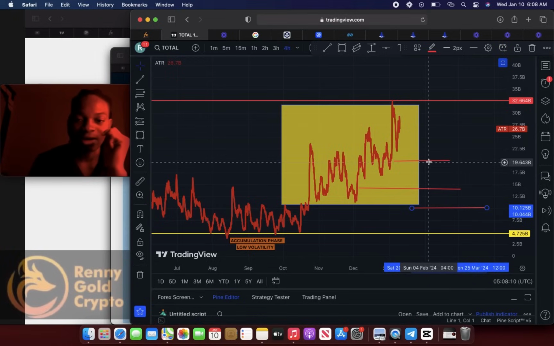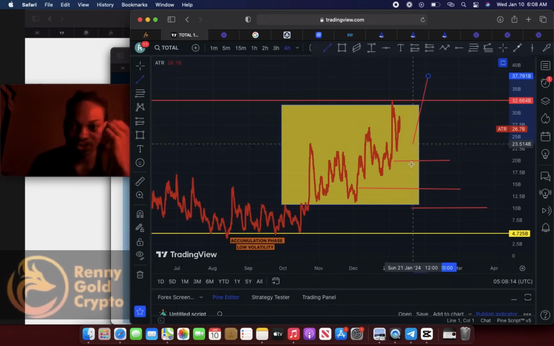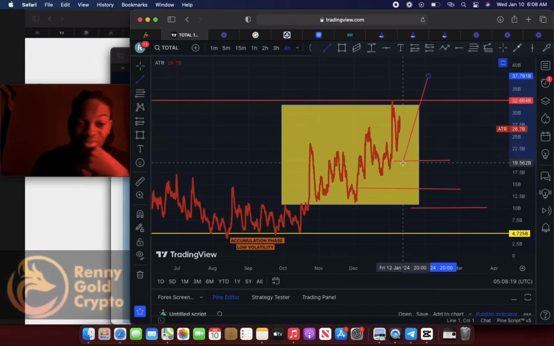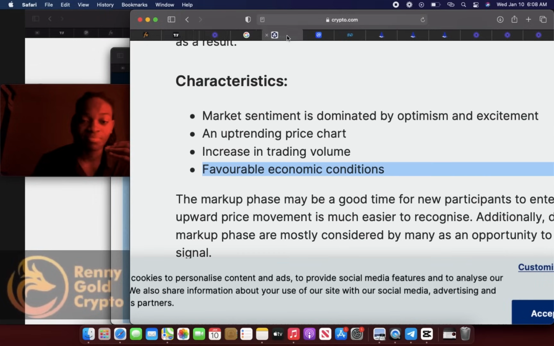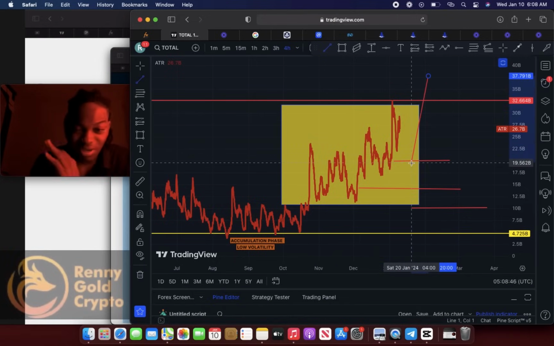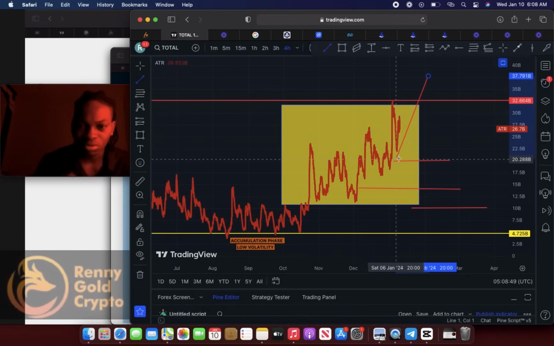So in this case, we are not going to lose a lot if we are entering from the first base right here, because if the market retraces right here, that means we are buying from a low volatility. And of course, since we have other demands right here, the market is going to do what? There's going to be favorable economic conditions, there's going to be an uptrending price chart. This is enough proof for you to get a good entry and make sure you're not being hard on yourself by just buying at the top.